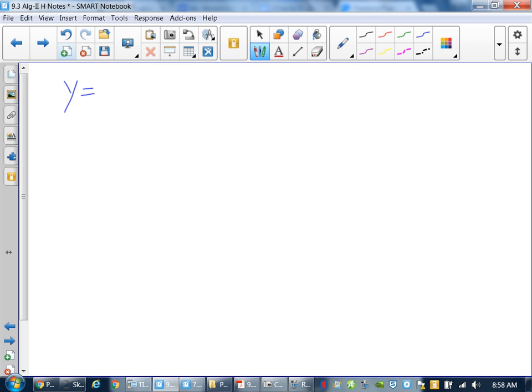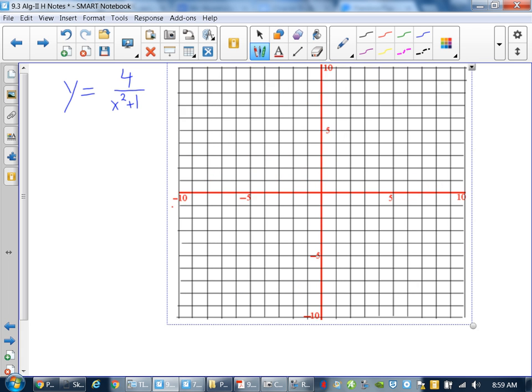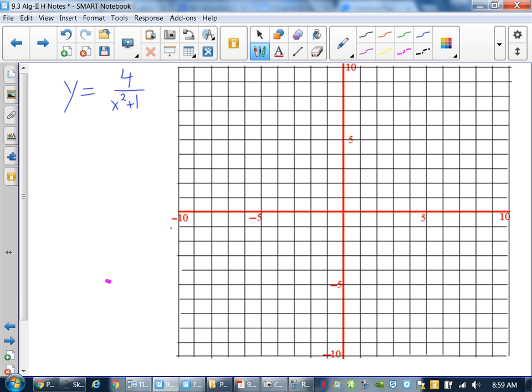Y equals... let's do that one first. And we'll go through each one of the steps. We'll plot it, graph it, and go through all of it. So if y equals 4 over x squared plus 1.